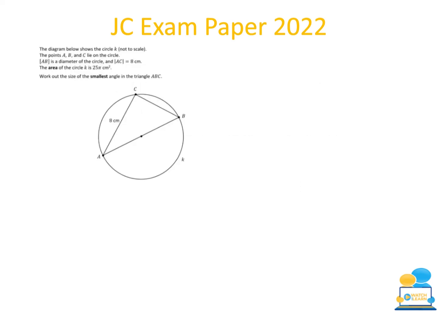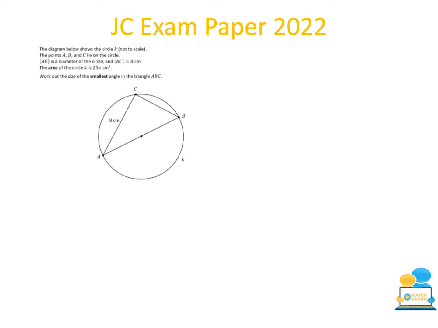Our final question from the 2022 paper tells us that the diagram below shows the circle K. The points A, B and C lie on the circle, with AB being the diameter of the circle and AC equal to the length of 8 centimetres. It also tells us that the area of the circle K is 25 pi centimetres squared. Work out the size of the smallest angle of the triangle ABC.